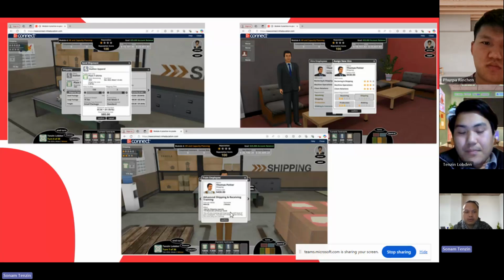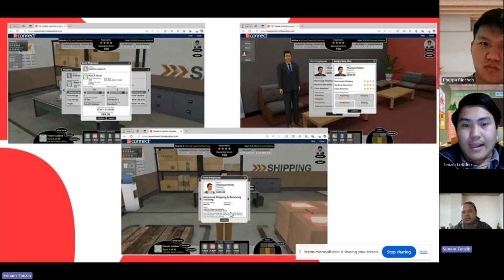And all these models 1, 2, 3, and 4 will be explained in the model five, and it will be done by Tenzin Lobden.